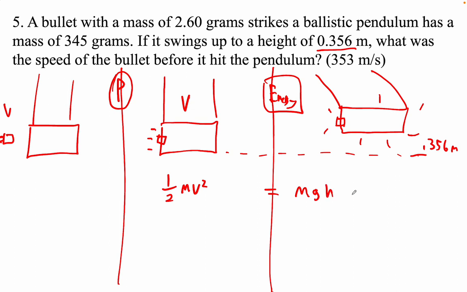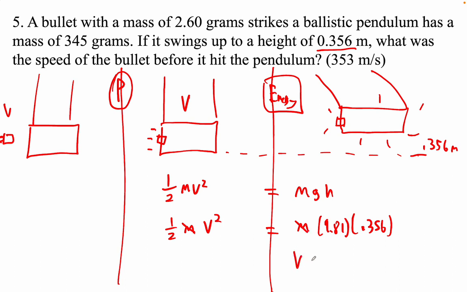mgh here, right? And then, so we've got 1/2 mass, and we don't know the velocity. Then that equals m times 9.81 times 0.356. So notice that the mass cancels. I mean, we could figure out what that mass is. It's going to be 347.60 grams or something like that. But we don't even need that because the mass will cancel here, and then we can figure out the V.